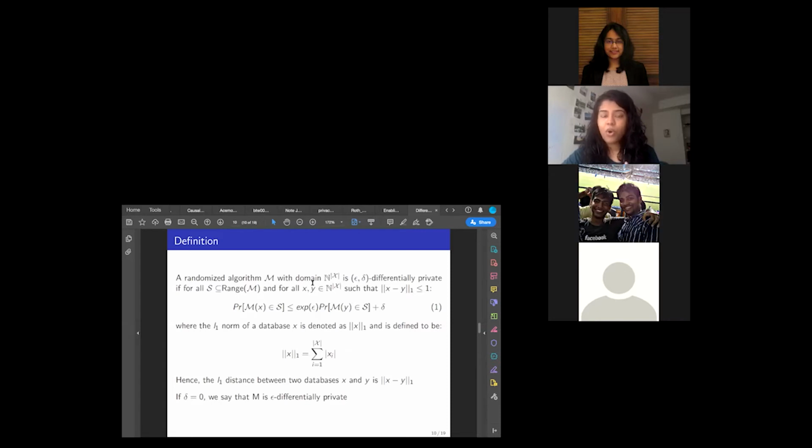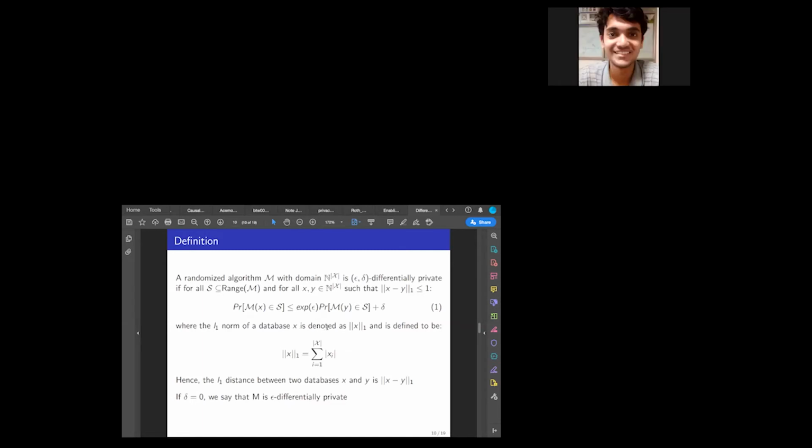If for all S which belongs to the range of this mechanism M, and for all X, Y, where X and Y are databases which belong to the space of databases, such that the difference in records of the databases is less than or equal to 1, we have this inequality satisfied. Here the L1 norm of the database X is denoted by the one norm of the database and is defined to be this. And the L1 distance between two databases X, Y is the one norm of the difference in their individual records.